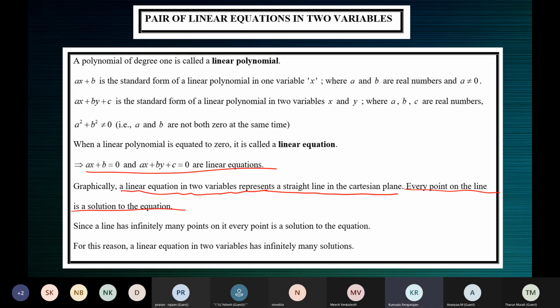And when it's a straight line, there are infinitely many points on it. This class will be entirely theoretical, children. So maybe we can start off with the solving part from the next class. Please listen carefully. Okay, so every point on the straight line is a solution to the linear equation.